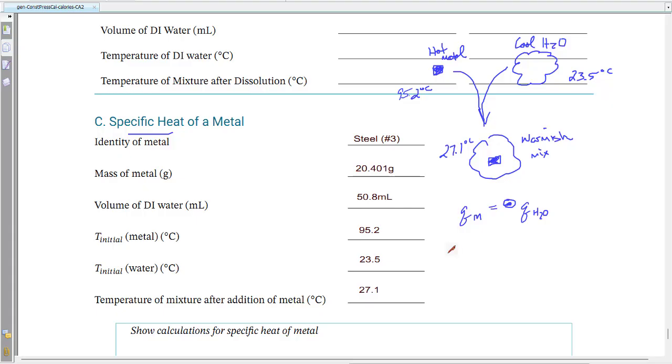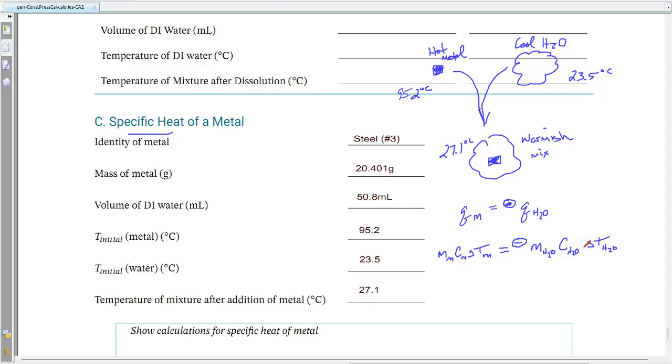For both of these, we can say Q equals M for the metal, C for the metal, delta T for the metal. All right, big old negative sign out front so we don't lose it. Q of the water is M of the water times C of the water times delta T of the water. All right, you know 5 out of these 6 variables. We're solving for the specific heat of the metal, but we know the mass of that metal, we know its temperature change, or we can easily calculate it.